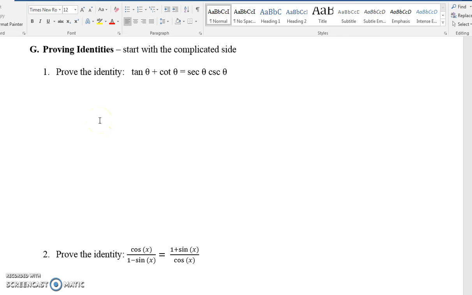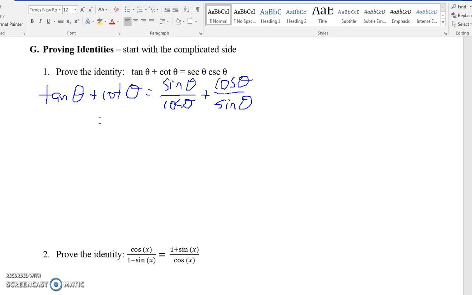I'm going to take the tangent and the cotangent and just rewrite them. So let me start out with tangent of theta plus cotangent of theta, starting with that side. And I'm just going to rewrite that. Tangent of theta is sine of theta over cosine of theta. And to that, I'm going to add cotangent, which is cosine of theta over sine of theta.